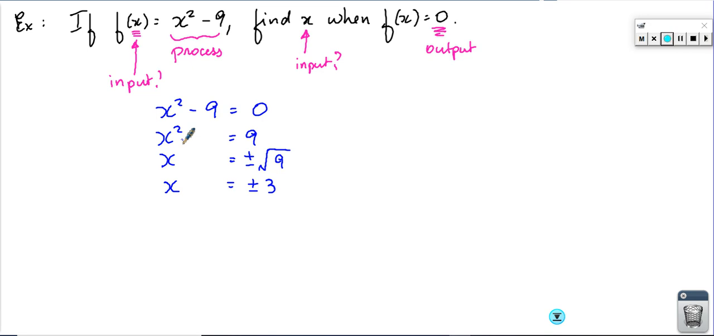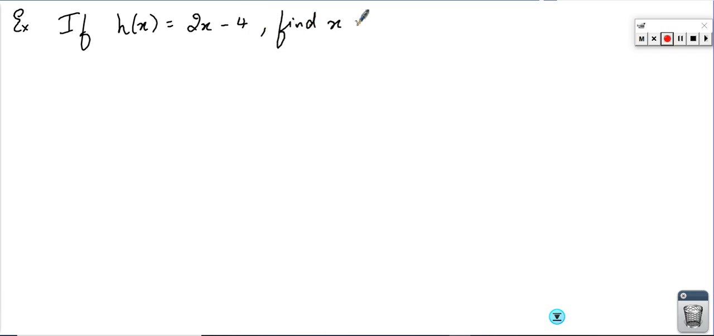Okay? I'm going to work out another example of this type. So another example, if h(x) is equal to 2x minus 4, find x if h(x) is equal to 20. Alright? Same thing, find x means I need to find the input. Okay? So I have the output, and I know what is the process.